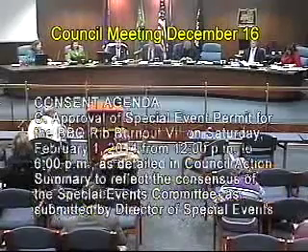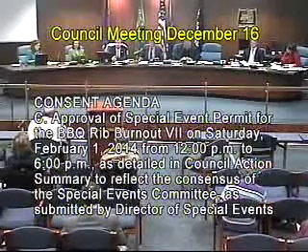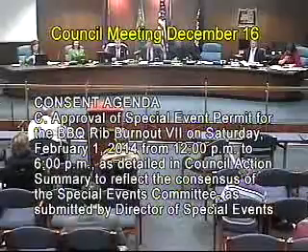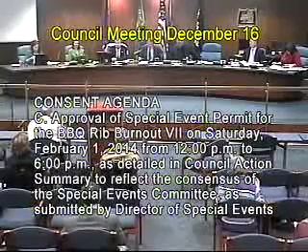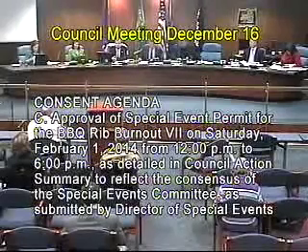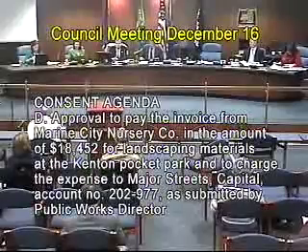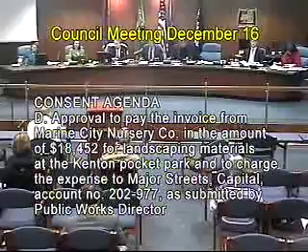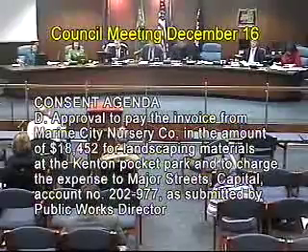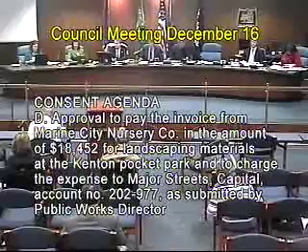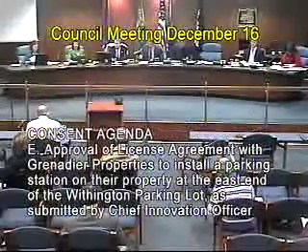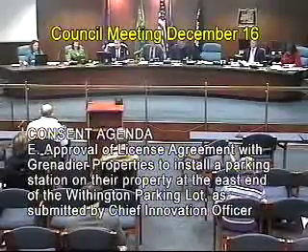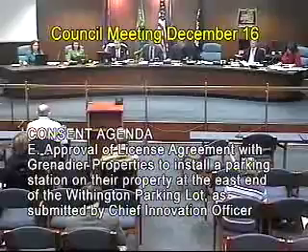Item C is the approval of a special event permit for the barbecue rib burnout number 7 on Saturday, February 1st from 2 p.m. to 6 p.m. as detailed in the council action summary. D is the approval to pay the invoice from Marine City Nursery Company in the amount of $18,452 for landscaping materials at the Kenton Pocket Park and to charge the expense to the Major Streets Fund. Item E is the approval of a license agreement with Grenadier Properties to install a parking station on their property at the east end of the Withington parking lot as submitted by our Chief Innovation Officer.